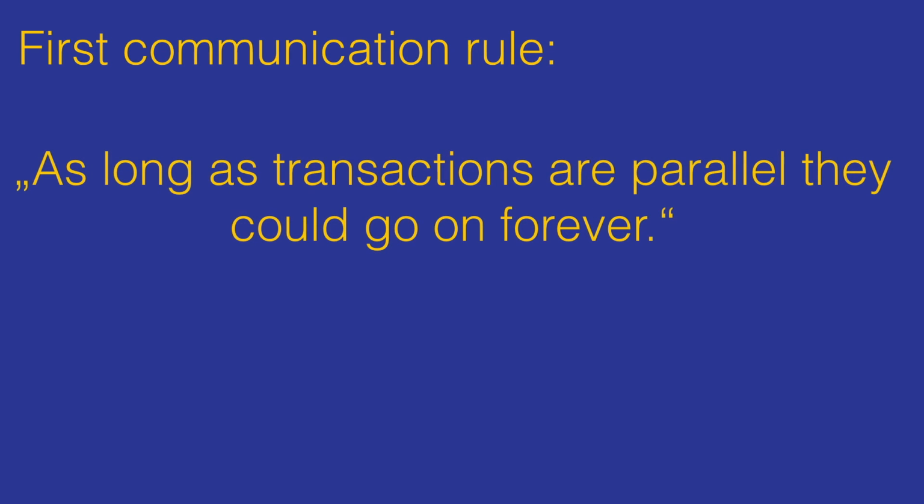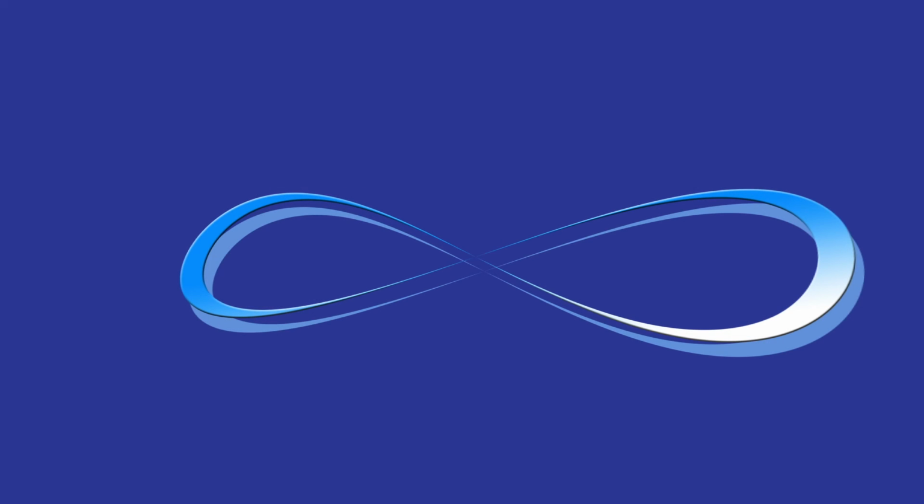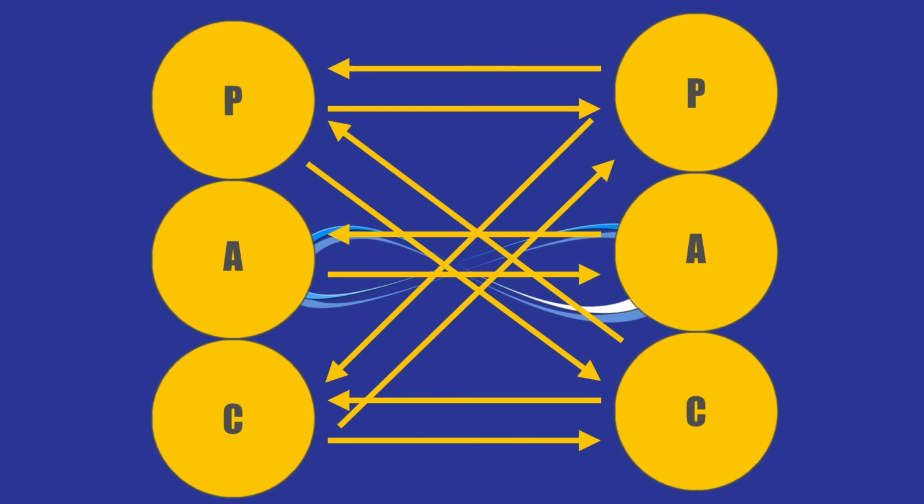Transactional analysis has 3 rules of communications. The first is related to complementary transactions. It is, as long as transactions are parallel, they could go on forever. This may not mean that the transactions are constructive. But from a perspective of communication, there is no interruption, because the conversation partners have agreed on the corresponding ego states.